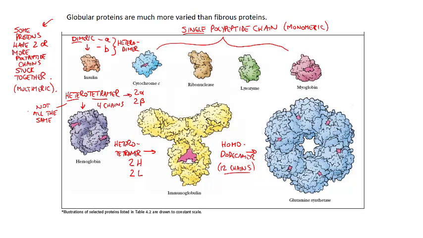So this leads us to the idea of what is a chain. What's a chain? So in the protein world, a chain is a single polypeptide molecule. A protein refers to a single functional unit. One or more chains.